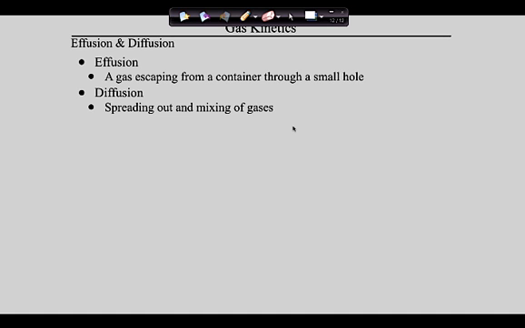So guys, effusion is a gas escaping from a container through a small hole. Diffusion is the process of spreading out and mixing. So, for example, if you've ever seen putting a drop of food color in a bucket of water, that food color spreads out through the water.